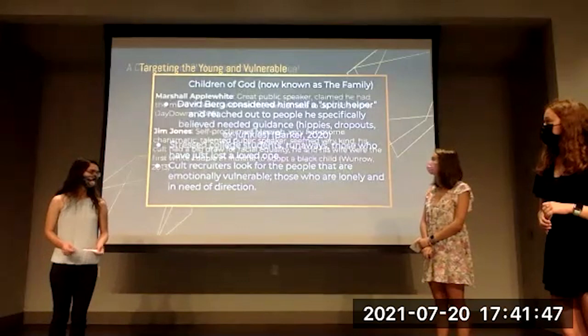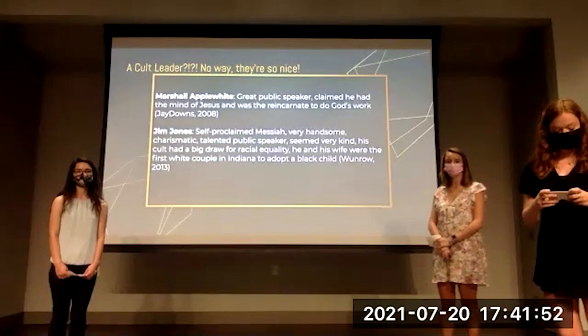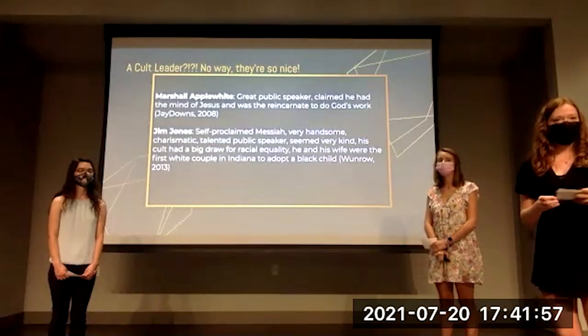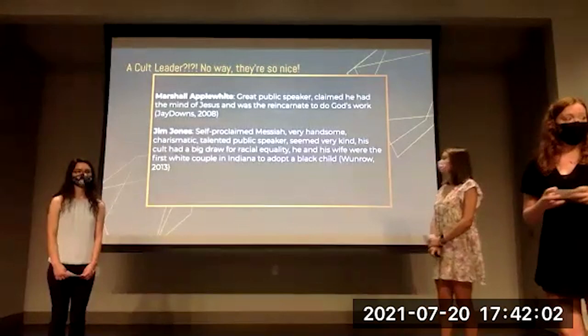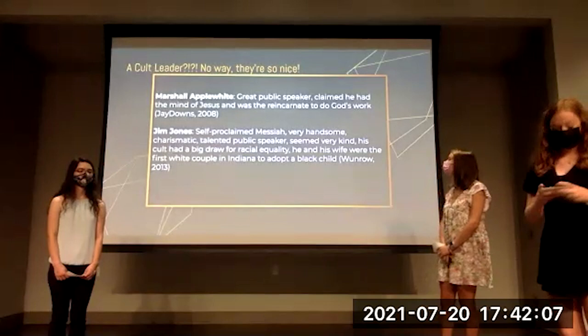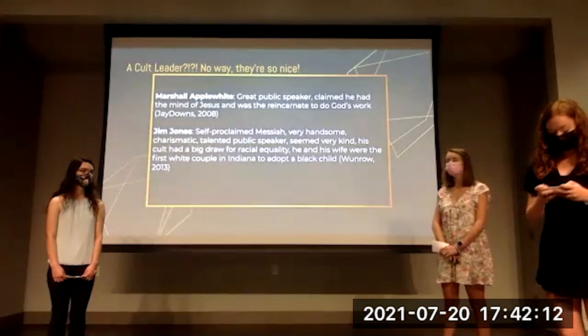One of the defining aspects of a cult is the cult leader themselves. They're typically kind and charismatic, accepting, good public speakers, and believe that they have some sort of God-given authority. For example, Marshall Applewhite of the Heaven's Gate group thought he was the reincarnation of Jesus and had the mind of God. And similarly, Jim Jones of Jonestown believed that he was the Messiah.